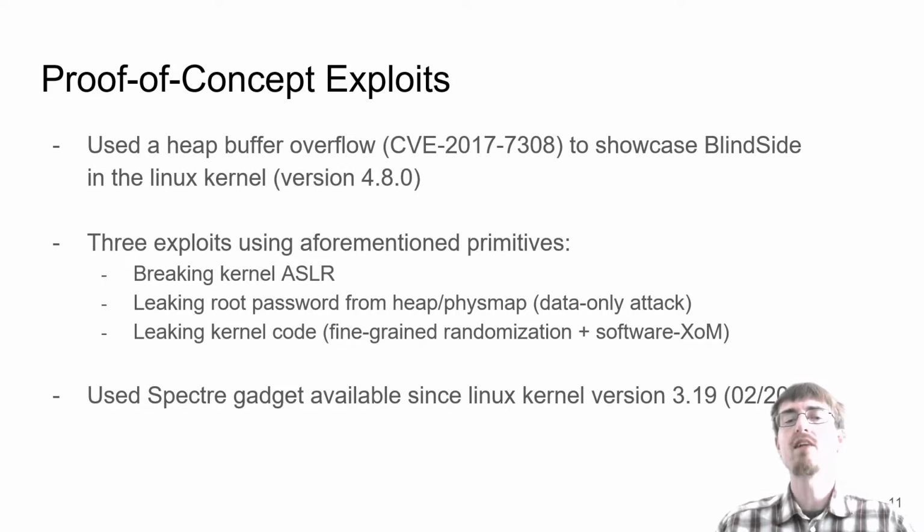And we managed to leak kernel code. And we can do this even in case of fine-grained randomization, so fine-grained ASLR, plus software-based execute-only memory. So we have a very strong primitive here that allows us to completely de-randomize the kernel and leak data without even changing the control flow compared to what is allowed.